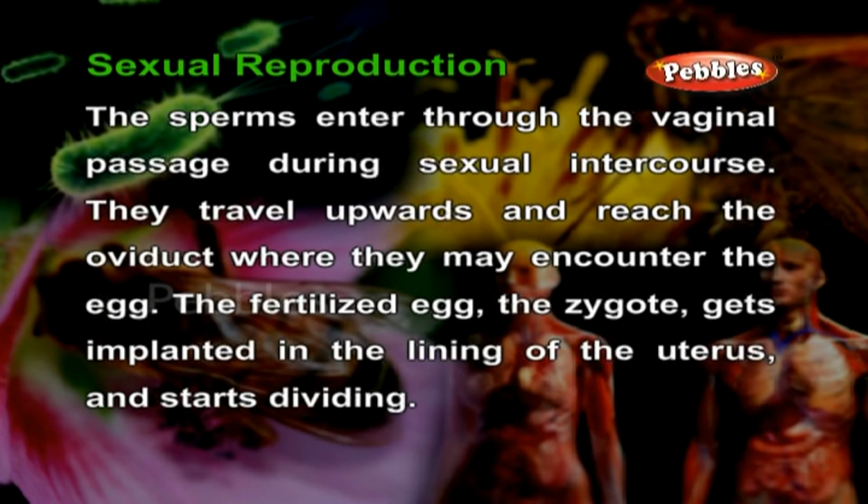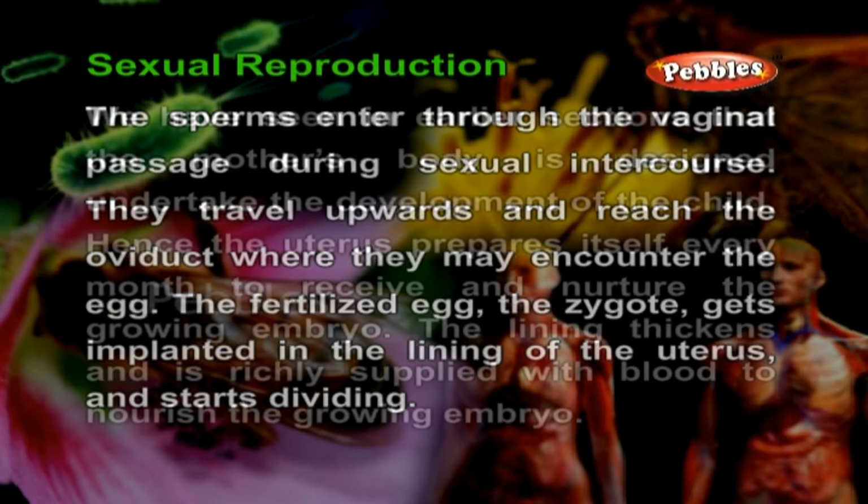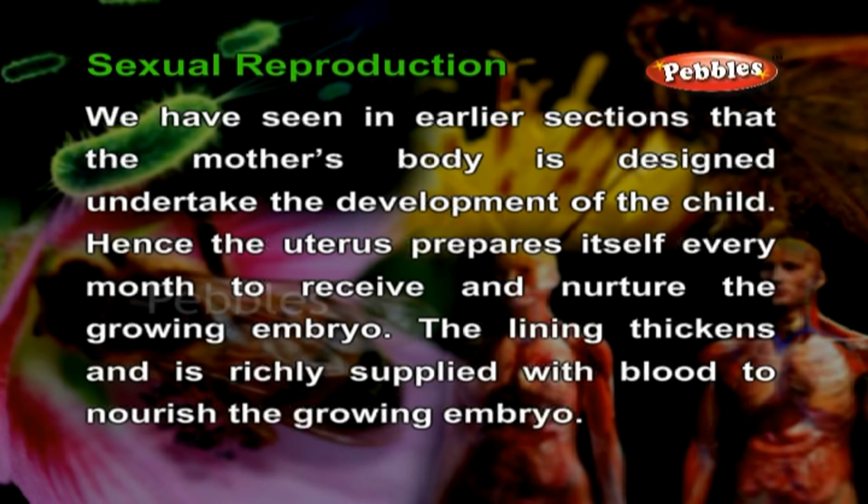The sperms enter through the vaginal passage during sexual intercourse. They travel upwards and reach the oviduct where they may encounter the egg. The fertilized egg, the zygote, gets implanted in the lining of the uterus and starts dividing. We have seen in earlier sections that the mother's body is designed to undertake the development of the child.